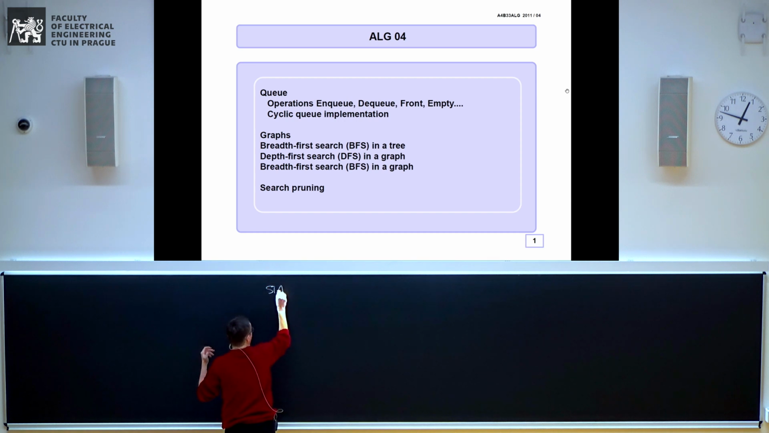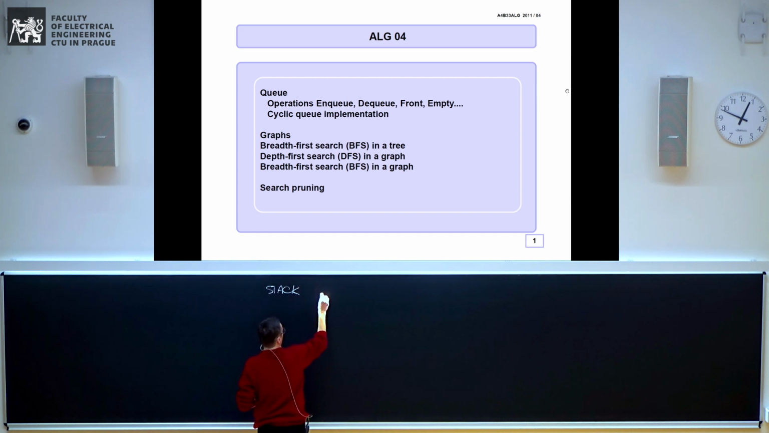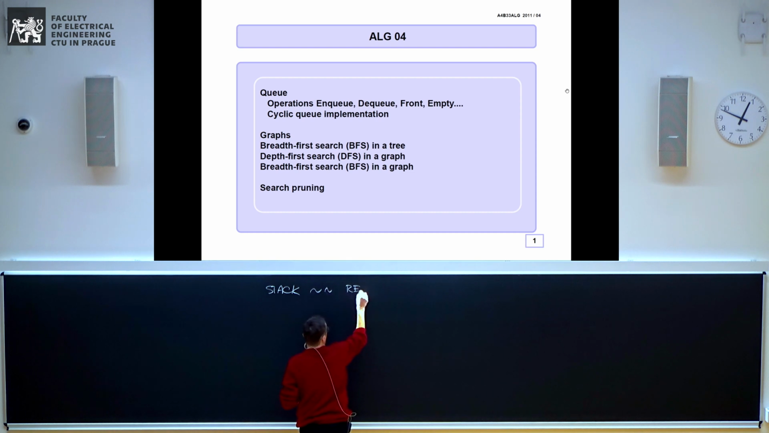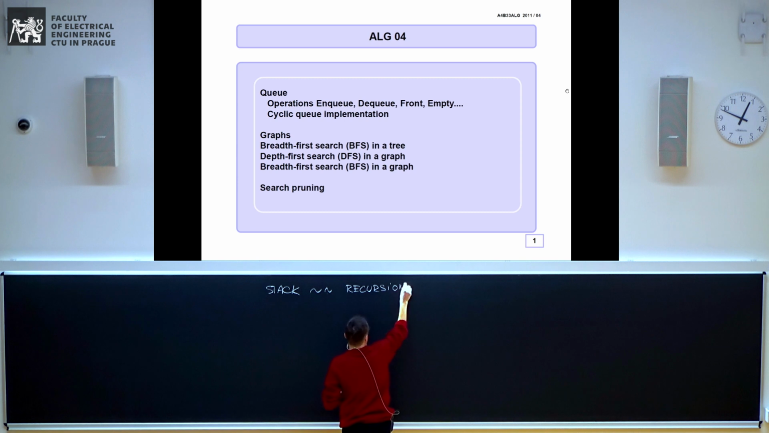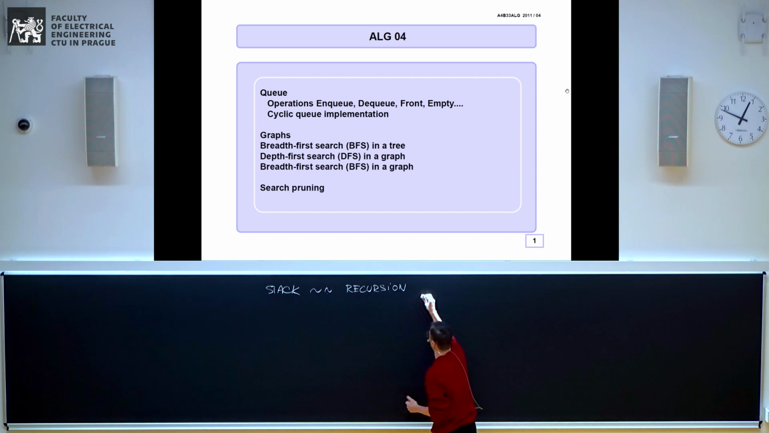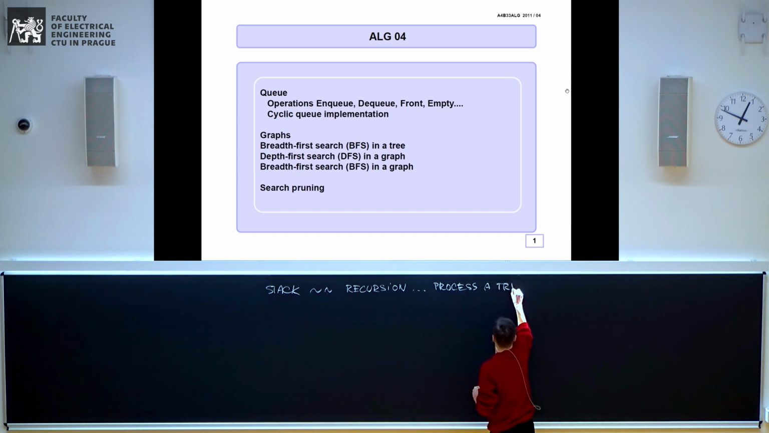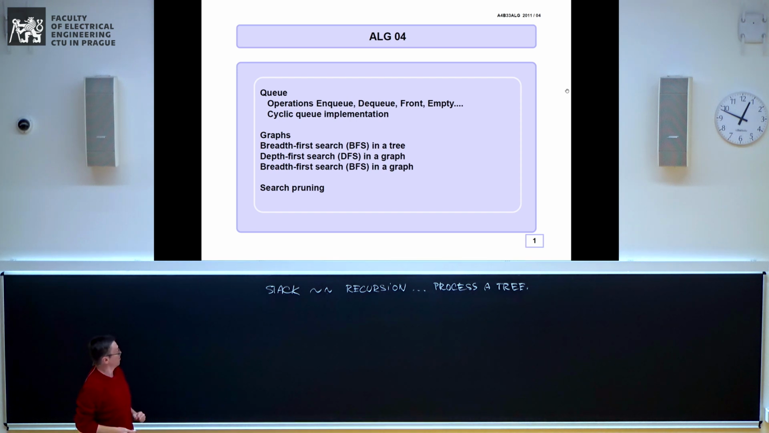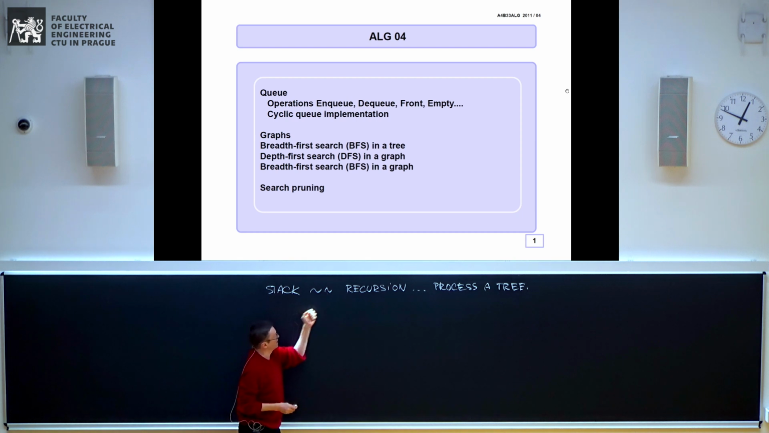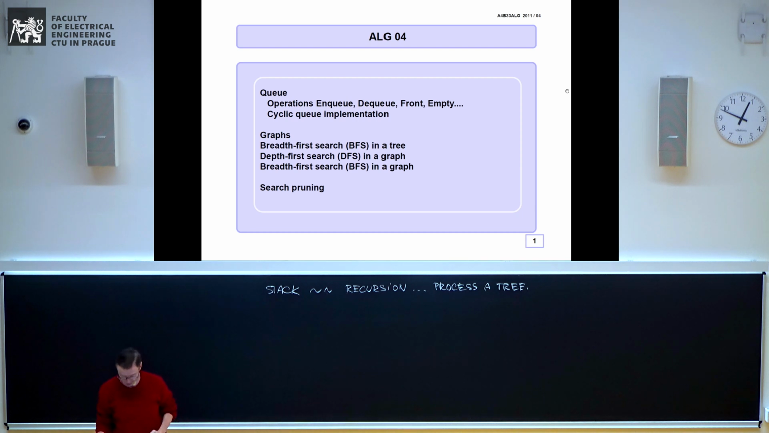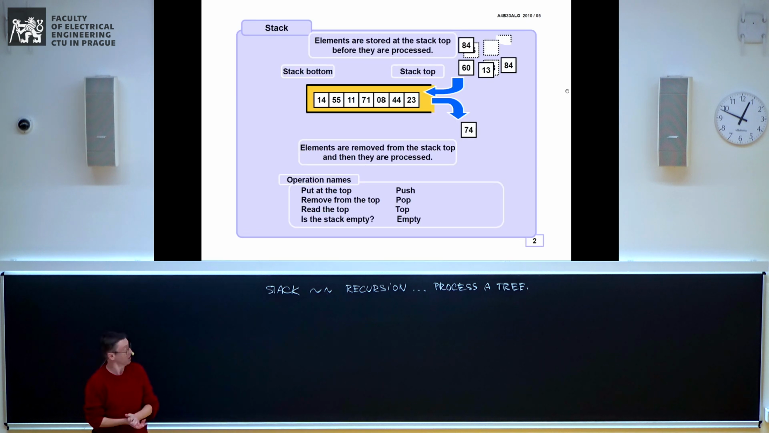So we had a stack, which is closely related to recursion, and we were able to process the tree using this machinery. Now we will meet another problem, which is not easy to solve either with a stack or with recursion, and in a moment we will see why, and it will force us to implement a queue. So let's jump into the queue, and that will be it.